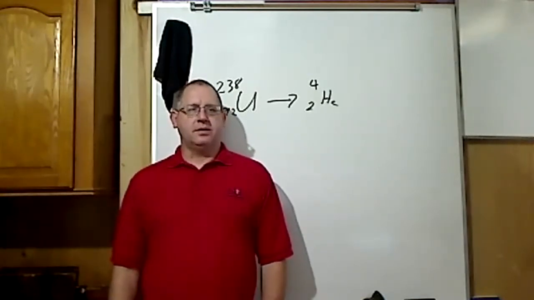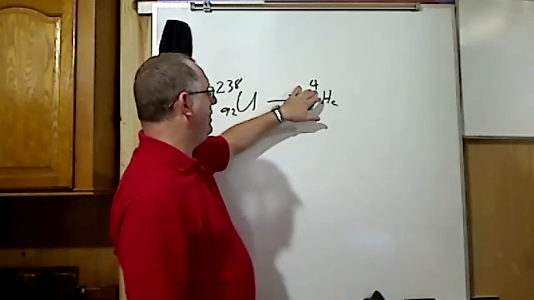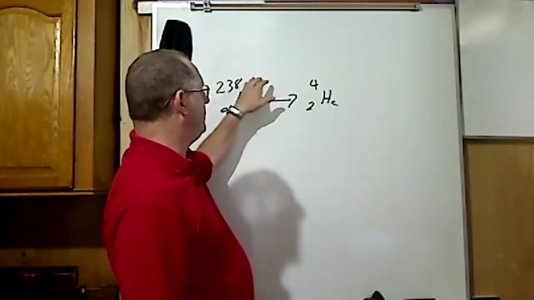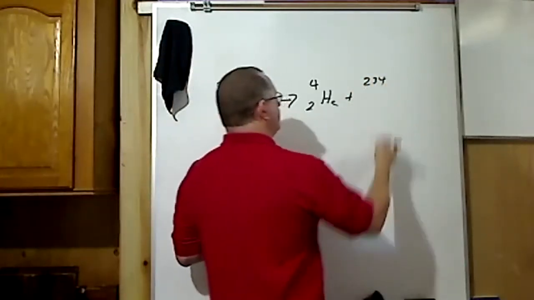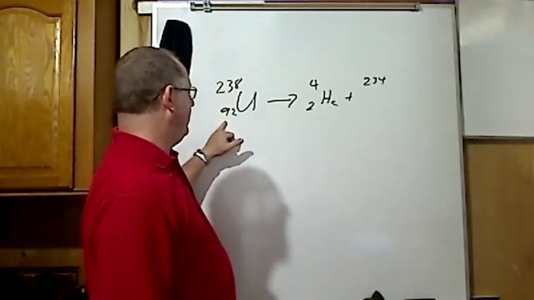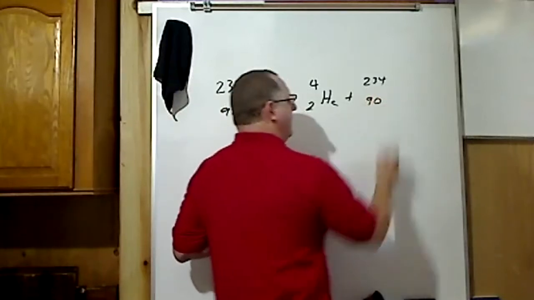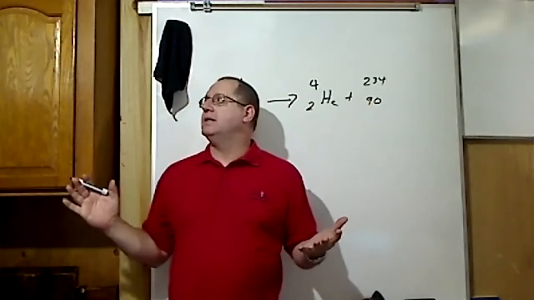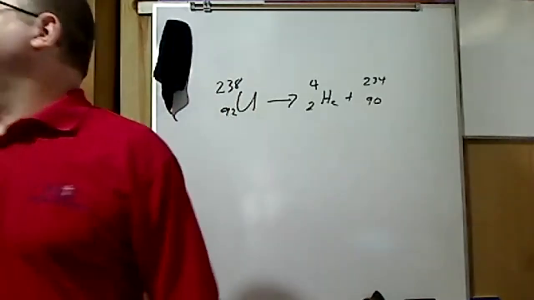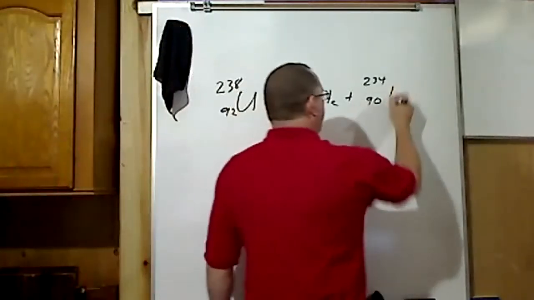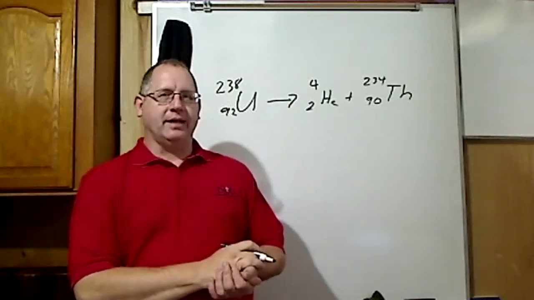What's the other particle that is given off? Well, I know that the sum of my mass numbers has to be 238. Well, 4 plus 234 is 238. And if this is 92 and this is 2, that has to be 90. And what element has an atomic number of 90? We look at our handy-dandy periodic table. We see that this is thorium. Pretty cool, huh? It's really simple.